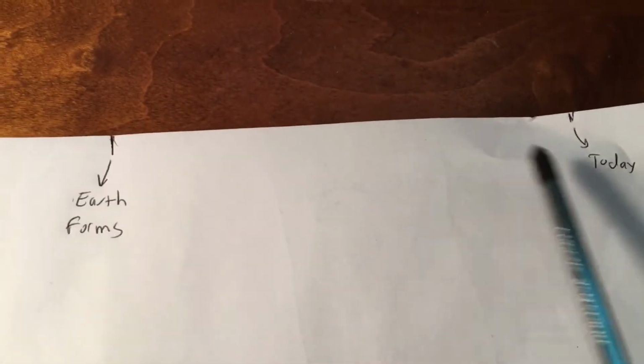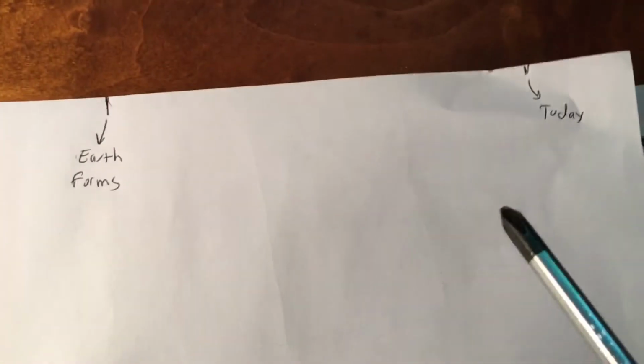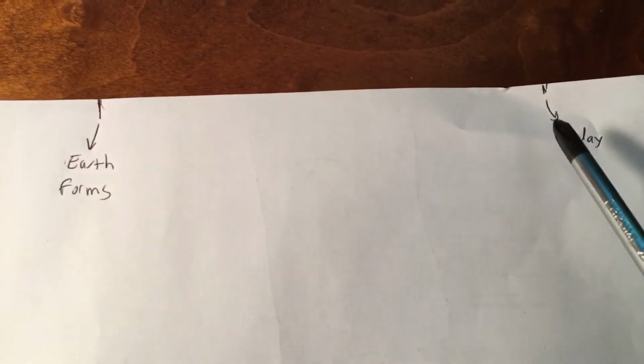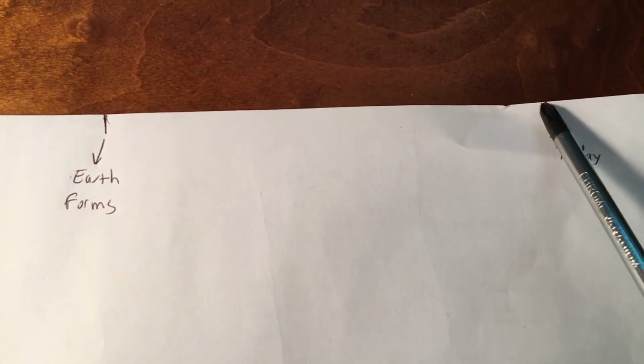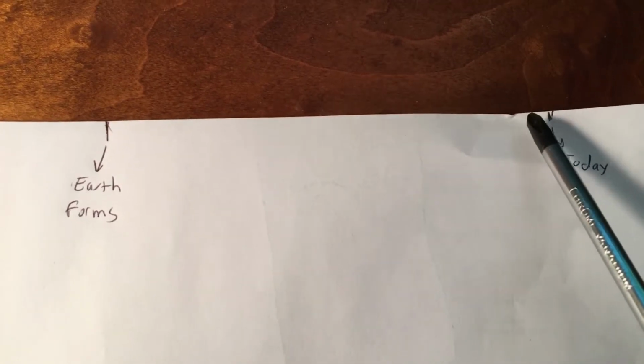Welcome, Nerd Science. If I were to tell you that this is a timeline of Earth's history, with the Earth forming right here and today right here, where would you put some events? Think about it in your head. Like, where would you put things like, say, Europeans colonizing North America?